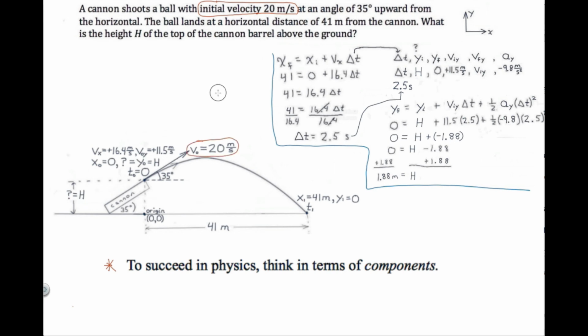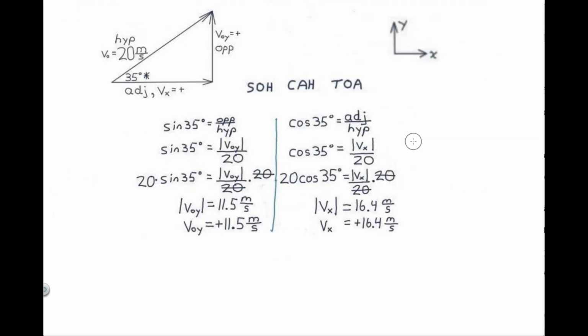Here's the answer. We did not plug 20 meters per second into our kinematics equations, because 20 meters per second represents the magnitude of the overall velocity vector. Instead, we broke the 20 meters per second into components, and then we substituted each of those components into the kinematics equations. Make sure that you understand the SOHCAHTOA process we used for breaking the initial velocity into components. Remember that I have another video series that focuses on the process for breaking vectors into components.